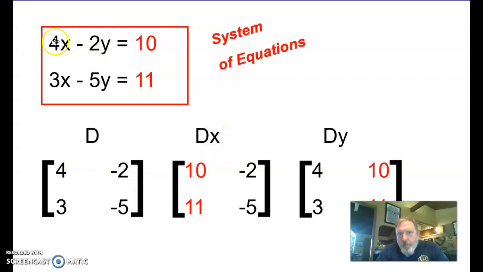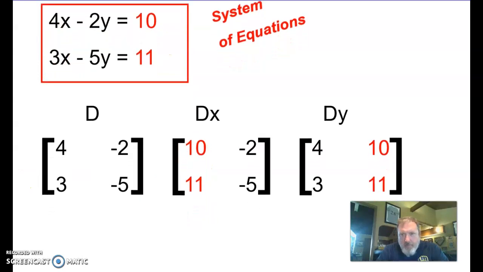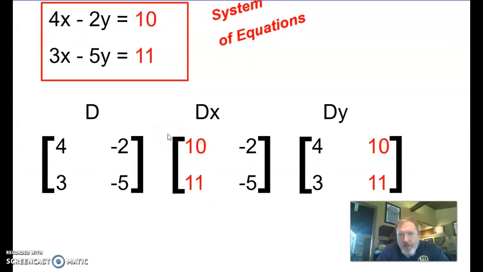For Dx, we replace the x coefficients with what the equations equal. So instead of 4 and 3, we replaced them with 10 and 11. And I color-coded that so you can see that. And for Dy, we keep the 4 and 3, and we replace the y coefficients with what the equations equal, with 10 and 11. So that's how we get D, Dx, and Dy.